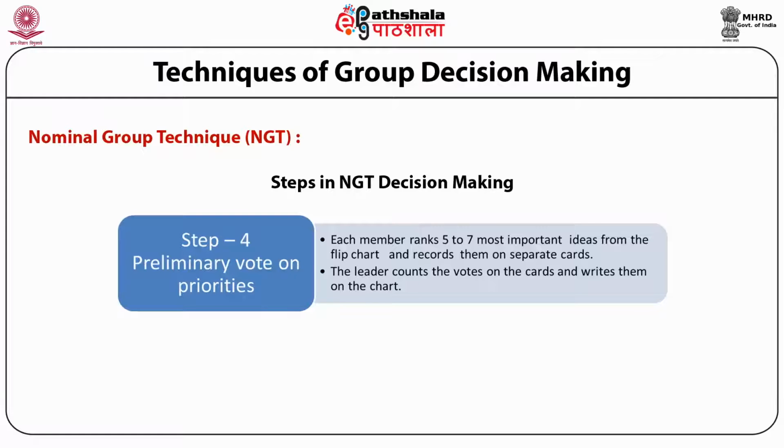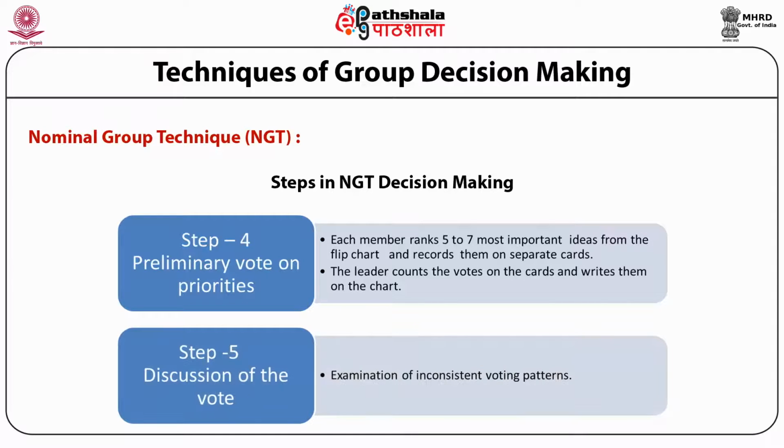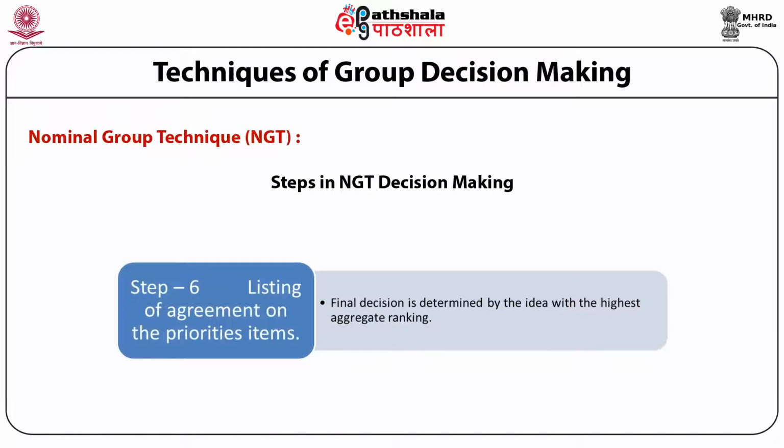Now here, each member ranks 5 to 7 most important ideas from the flip chart and records them on separate cards. Then the leader counts the votes on the cards and writes them on the chart. Then they move on to the fifth step, that is discussion of the vote, where examination of inconsistent voting patterns is done. In step 6, listing of agreement on the priorities is done. That is, eventually, the final decision is determined by the idea with the highest aggregate ranking. So now you see the various 6 steps which take place during the NGT decision making.